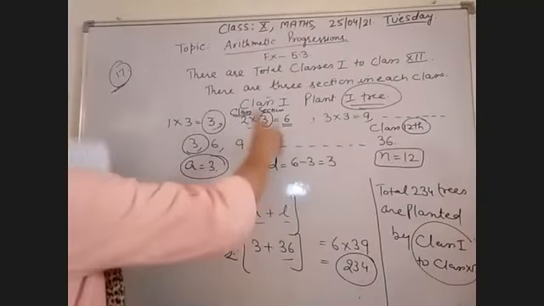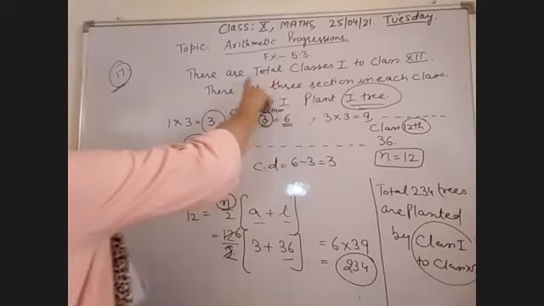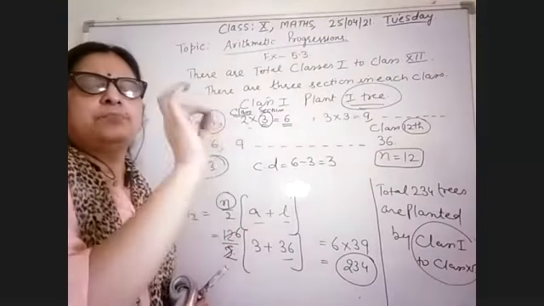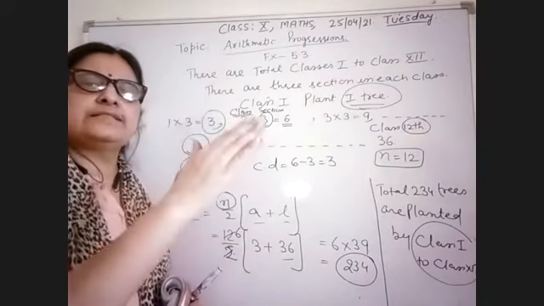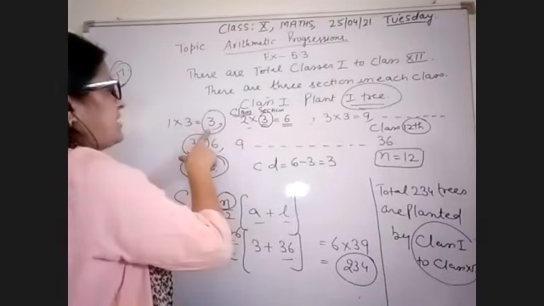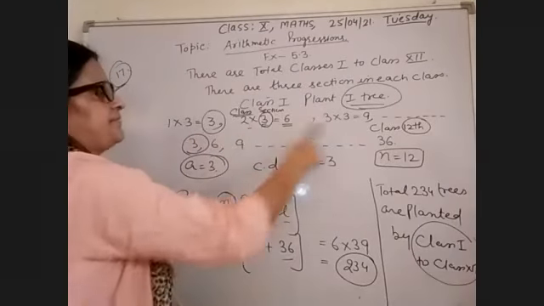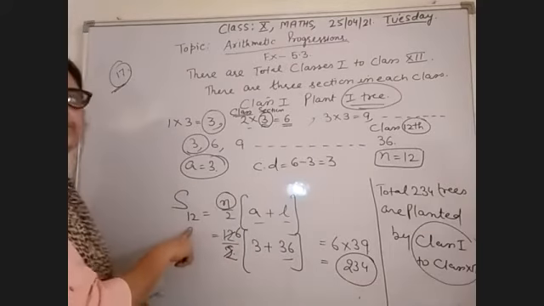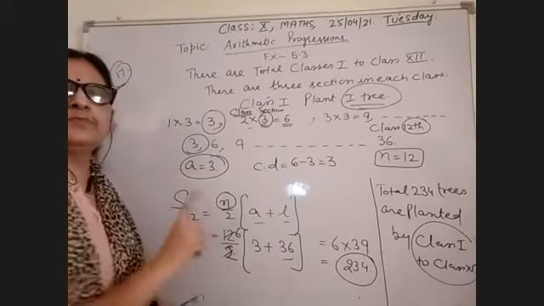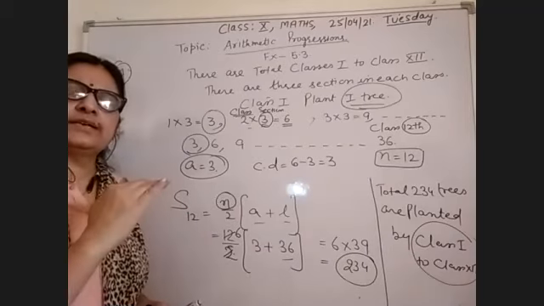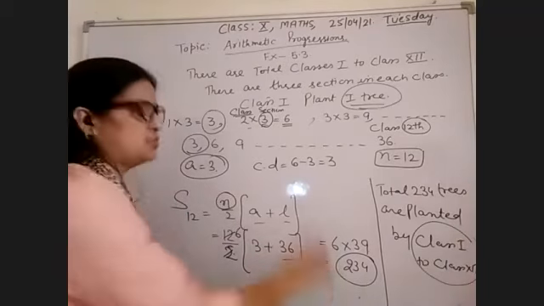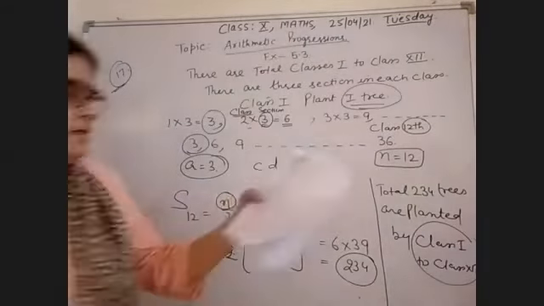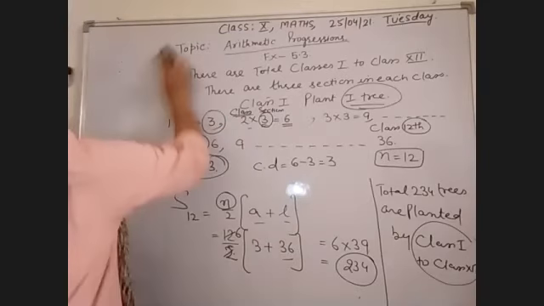How will you rewrite this question again? What is the total number of classes? From first to 12th, and each class plants 1 tree per section, and there are 3 sections. So the first class plants 3 trees, second 6, and third one is 9. Okay, n is given here 12, and you have to find the total sum. The total sum of 12 classes, how many trees were planted? Total 234 trees are planted by the students. Okay. Now see the next question. Next question is also very important.